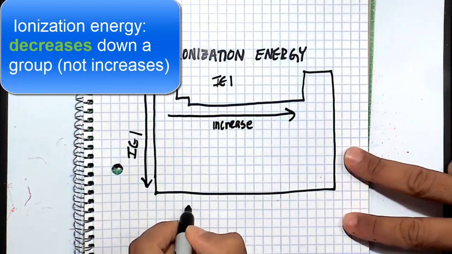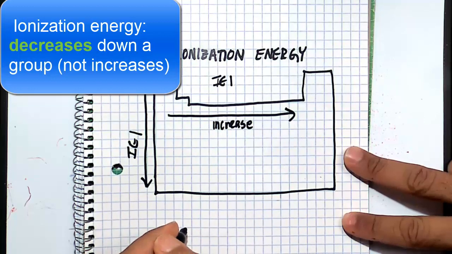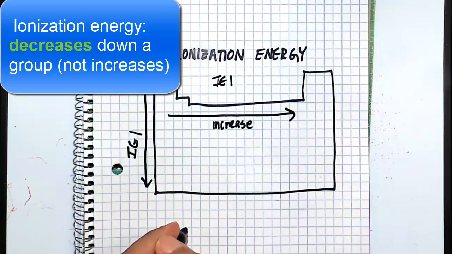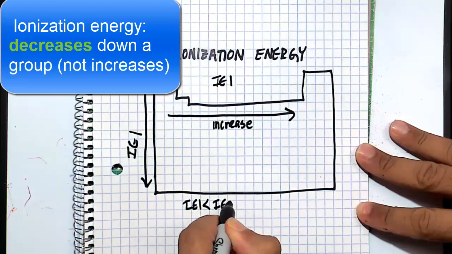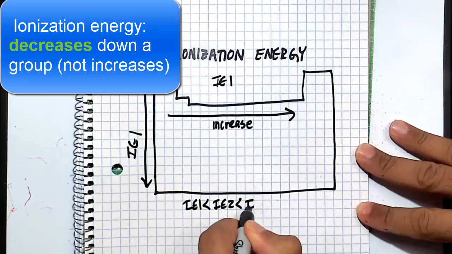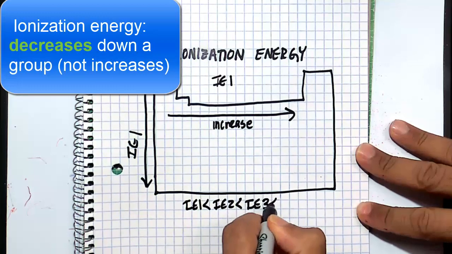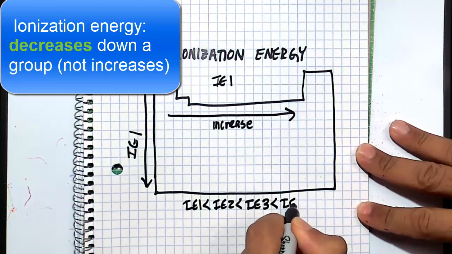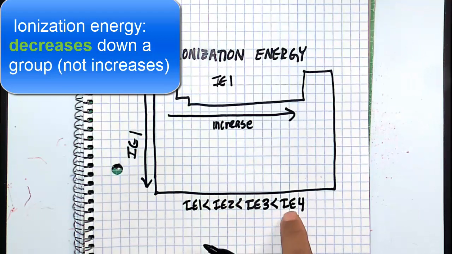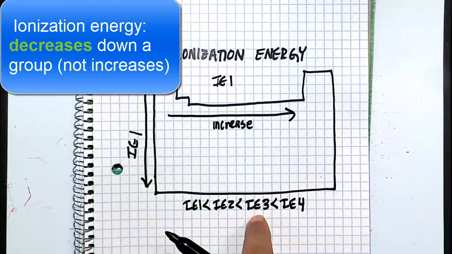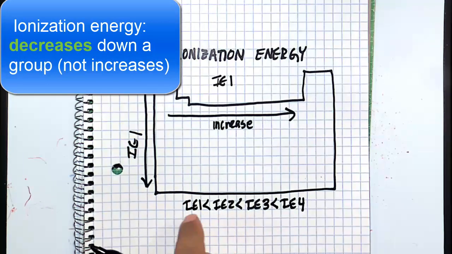Now, IE1, the ionization energy to strip off 1 electron, is going to be less than IE2, which in turn is going to be less than the energy required to strip off a third electron, and then less than the energy required to strip off a 4th electron. In other words, to strip off the 4th electron will require more energy input than to strip off the 3rd electron, than to strip off the 2nd electron, than to strip off the 1st electron, so on and so forth.